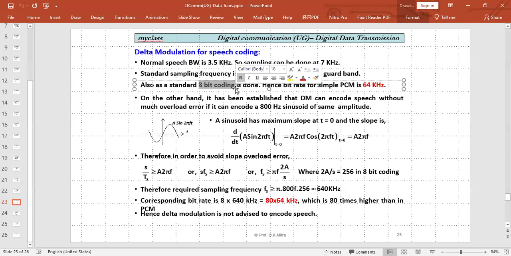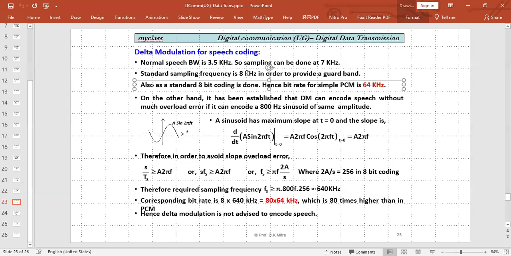Whether it is essentially necessary or not, it is normally done on 8-bit because you have to have a global standard. If you do it at 3-bit, somebody else does that at 5-bit, then when you try to receive somebody else's signal, you'll have a problem. So it has become a global standard that speech signal is coded by 8-bit, right? And 8-bit coding at 8 kilohertz rate.